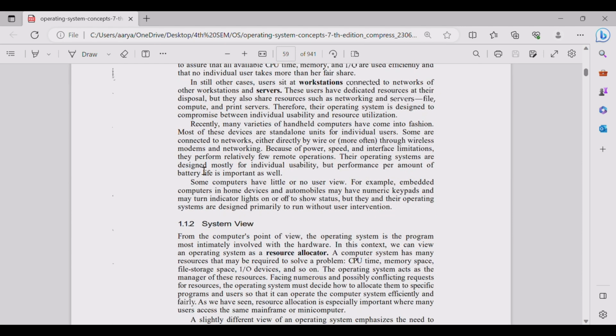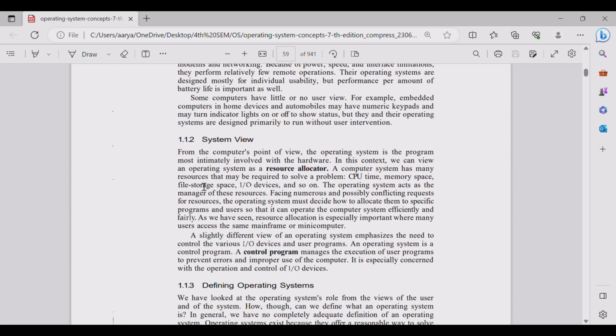Next, let us come to the system view. The system view is nothing but the computer's point of view. The OS is a program most intimately involved with the hardware. Here, the OS can be considered as a resource allocator. A computer system has many resources that may be required to solve a problem, such as CPU time, memory space, file storage space, I/O, etc. The operating system can act as the manager of these resources.